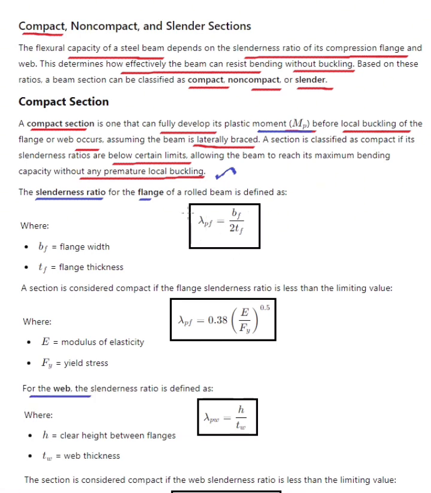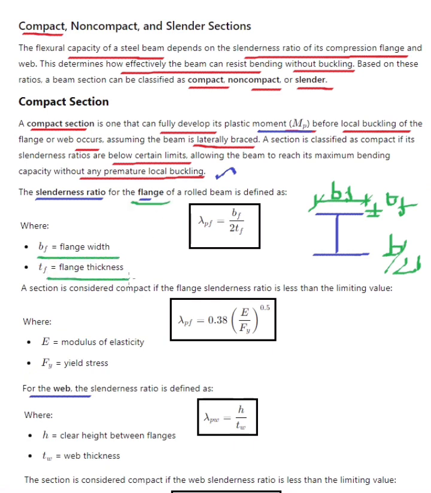So how are you going to calculate the slenderness ratio for the flange? This is our I beam. You know, bf is nothing but the beam flange width, and tf is the thickness of the flange. By using the ratio b by 2tf, you can find out the slenderness ratio of the flange. So b is the flange width, tf is the flange thickness.